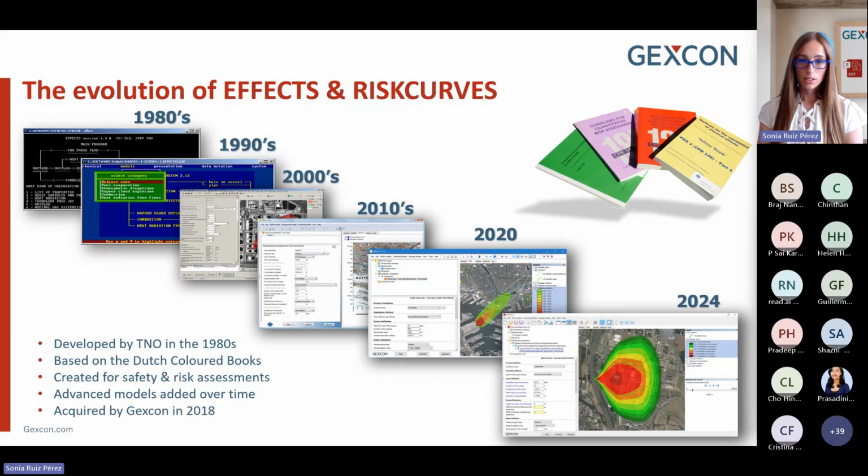For example, we've recently introduced a model for analyzing thermal runaway in battery energy storage systems, addressing a critical risk in today's energy landscape. But the user interface has also been improved a lot since the 80s when it first became commercially available. And models are continuously improved, and new models are developed as the market requires for the simulation of different scenarios.